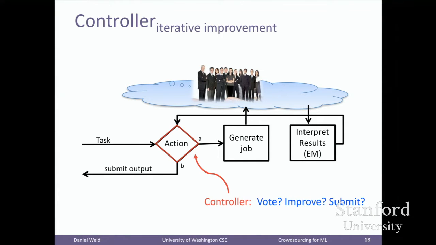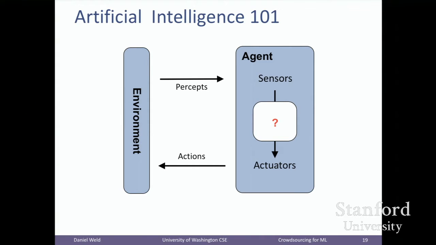So I'm going to treat this as an AI planning problem. In AI, typically we've got an AI system, an agent that's interacting with the environment. Here, the environment is giving percepts, and that's going to be the result of the crowd workers' efforts. And the actions are to ask people to do things for the agent. And to control things, we're going to use a partially observable Markov decision process.